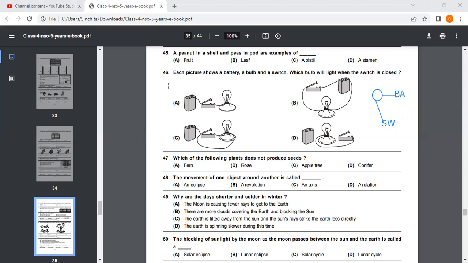Debangshu, tell me the answer, beta. C. If this is the battery, C is not the correct answer, beta. The battery is being connected to the switch, then the connection from the switch comes out and it is connected to the bulb. But if we switch off the switch, the bulb cannot be lighted with the help of the battery. You need a system where the bulb can be lighted with the help of a battery. So connection will be like this. There will be a connection that will come from the switch and be connected to the bulb. There will be another connection that will come out from the battery and it will also get connected to the bulb. So which one is the correct answer?